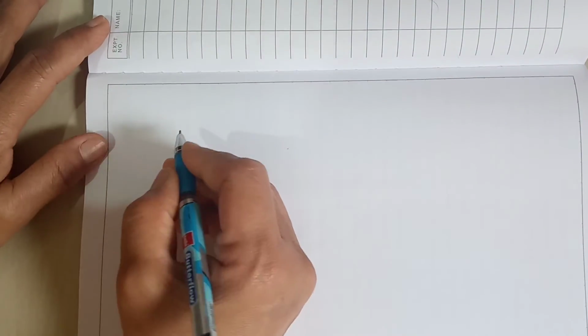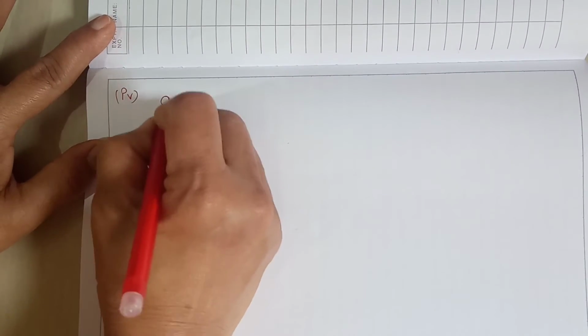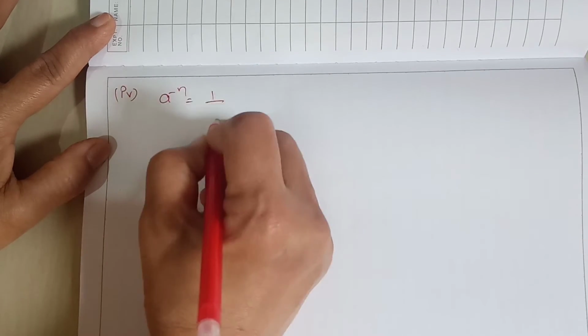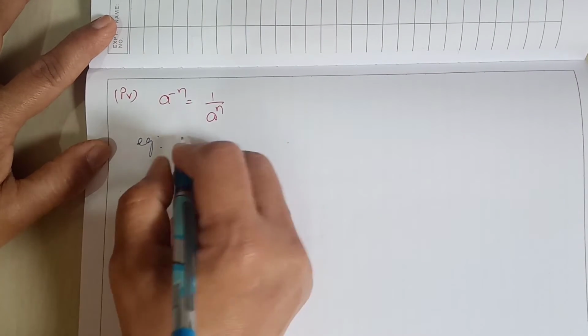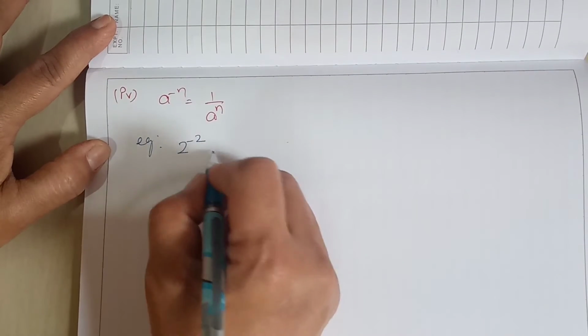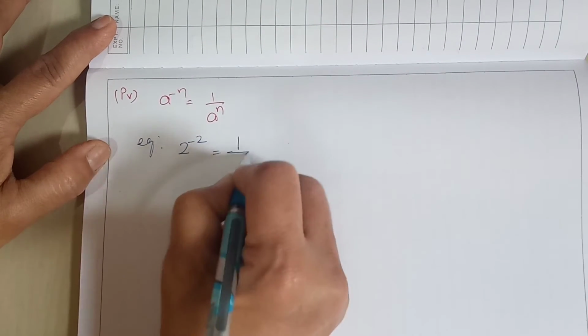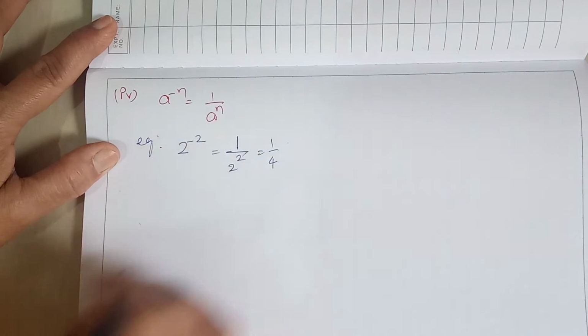Next, one more, the fourth one: a to the power minus n is equal to 1 by a to the power n. For example, suppose 2 to the power minus 2, which is equal to 1 by 2 square, that is 1 by 4.